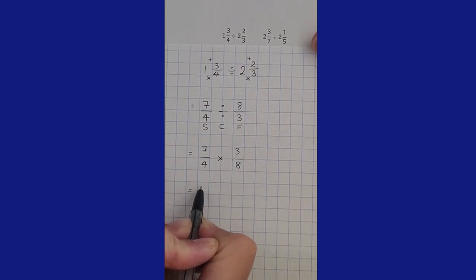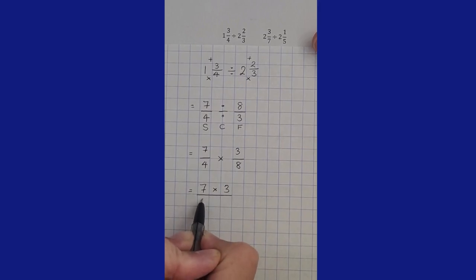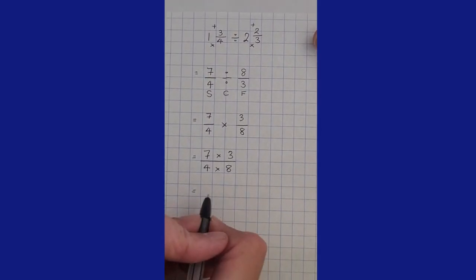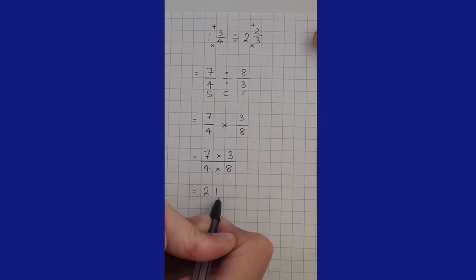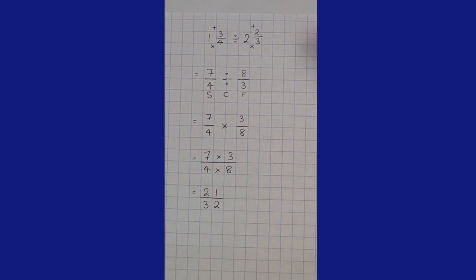And we know that to multiply, we multiply the numerators, so 7 times 3, and then we multiply the denominators, so 4 times 8. Hopefully we know that 7 times 3 is going to be 21, and then 8 times 4 is 32. I can see it's not top heavy because I haven't got a bigger number on the top, but I just need to have a quick check of this one.